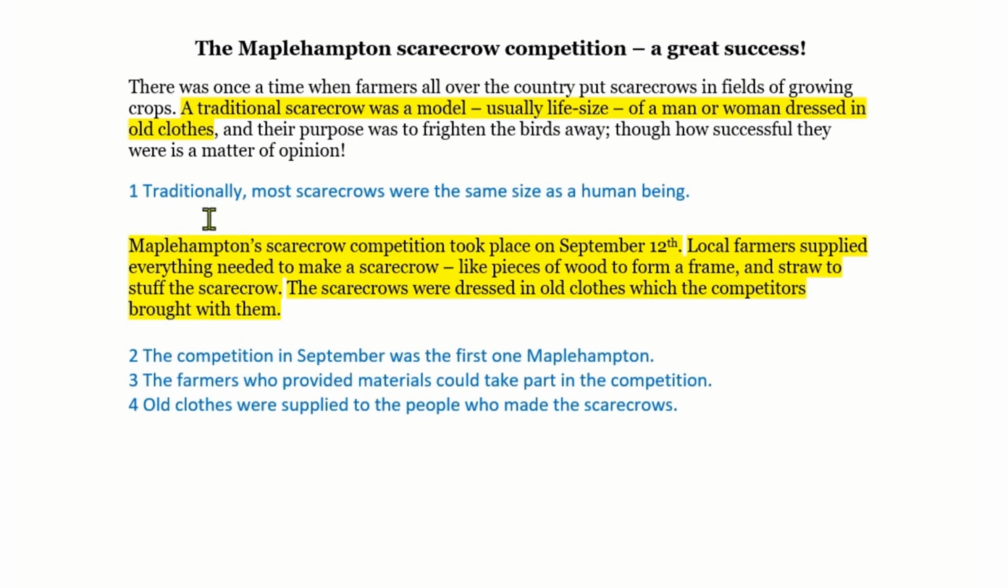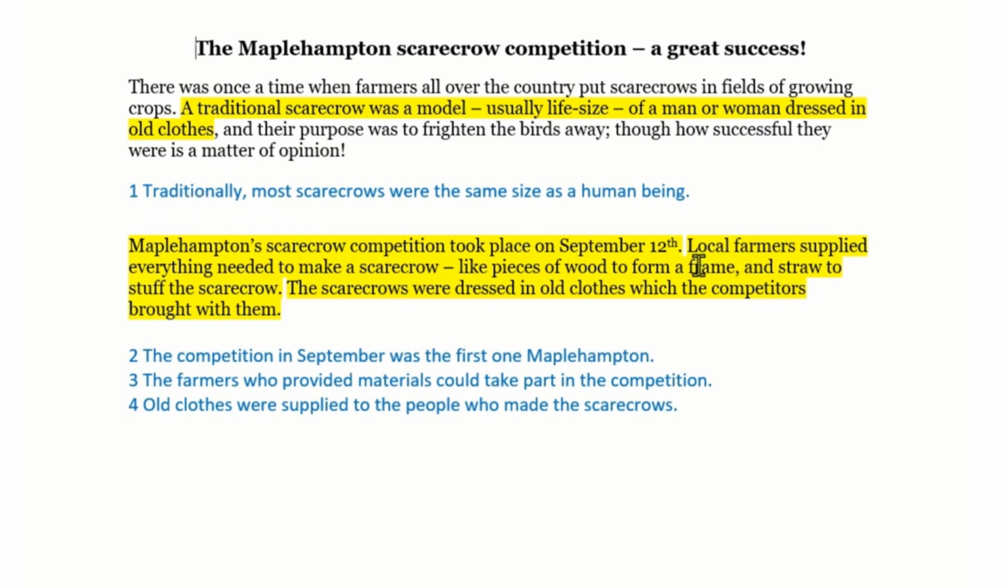And the statement rather says, traditionally most scarecrows were the same size as a human being. Okay, so looking at the text, it says here, there was once a time when farmers all over the country put scarecrows in fields of growing crops. A traditional scarecrow was a model, usually life-size, of a man or woman dressed in old clothes, etc. So that's the important sentence, the one I've highlighted in yellow, and it says a traditional scarecrow was a model, usually life-size.